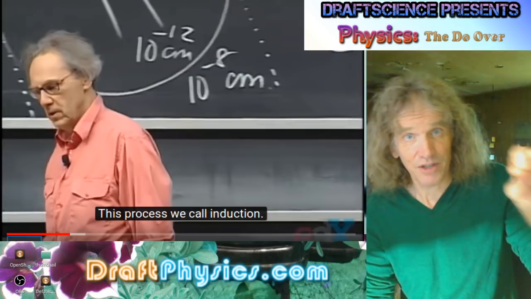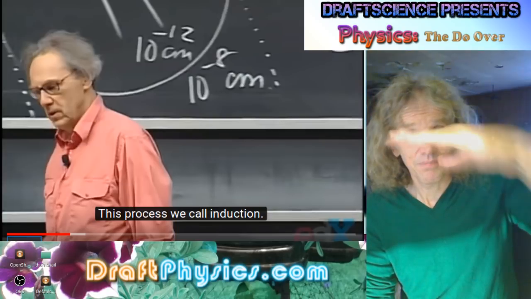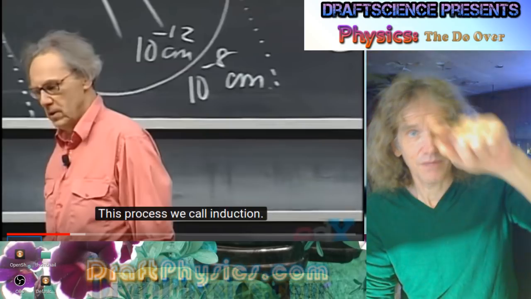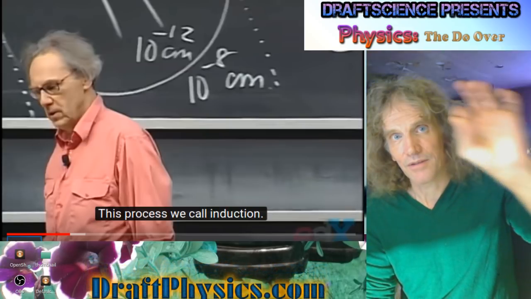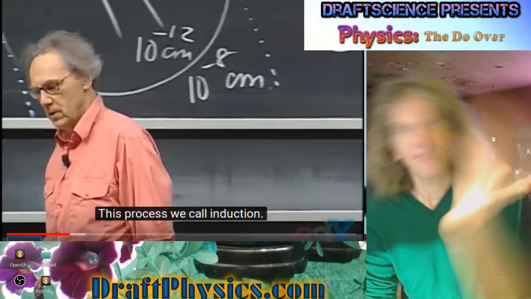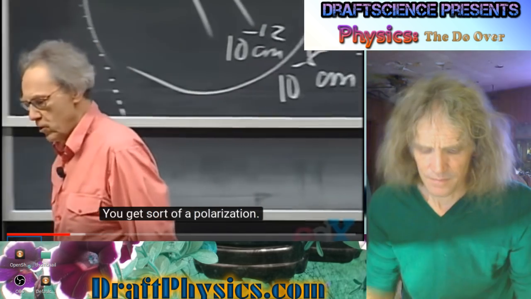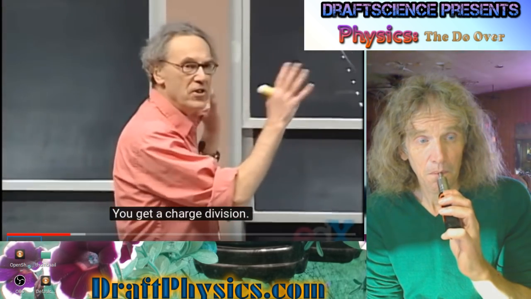Their shape has been changed, as pointed out. So they're pointing all in the same direction, where the electron heavy end is at one end, the proton heavy end is at the other end. And that lopsidedness can be flipped one way or flipped the other way. You get sort of a polarization, you get a charge division.